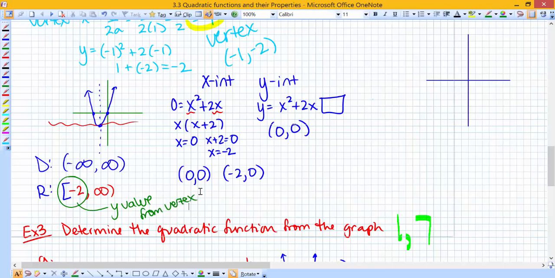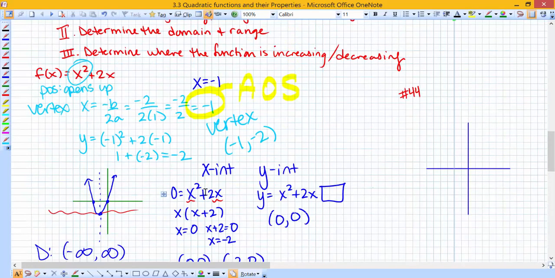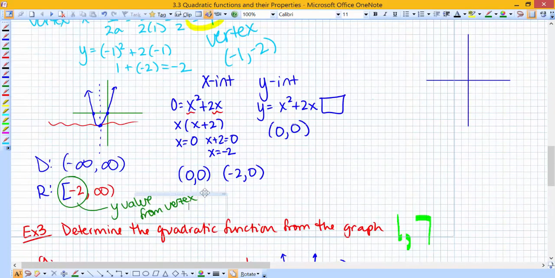It actually will probably help you a lot because there will be questions where you're asked to find the domain and the range, but you're not going to want to graph everything. You're not going to want to go through this whole process. So just understand the range comes from the y value of your vertex, the domain, negative infinity to infinity. Now the last piece is where is the function increasing and decreasing.